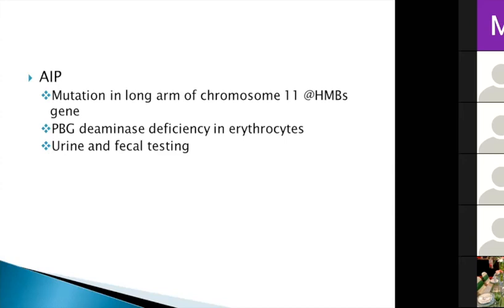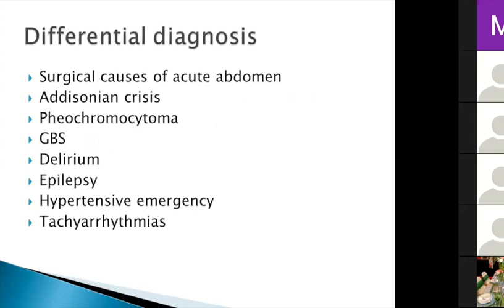Porphobilinogen deaminase deficiency can also be seen in erythrocytes. So we need to also do urine and fecal testing and protect our urine from sunlight. In terms of the differential diagnosis, we need to rule out surgical causes of acute abdomen. The main difference between the severe abdominal pain that porphyric patients present with and surgical causes of acute abdomen is absence of peritonism in porphyric patients. So in porphyric patients, as much as they have this excruciating abdominal pain, on examination they are not peritonitic.